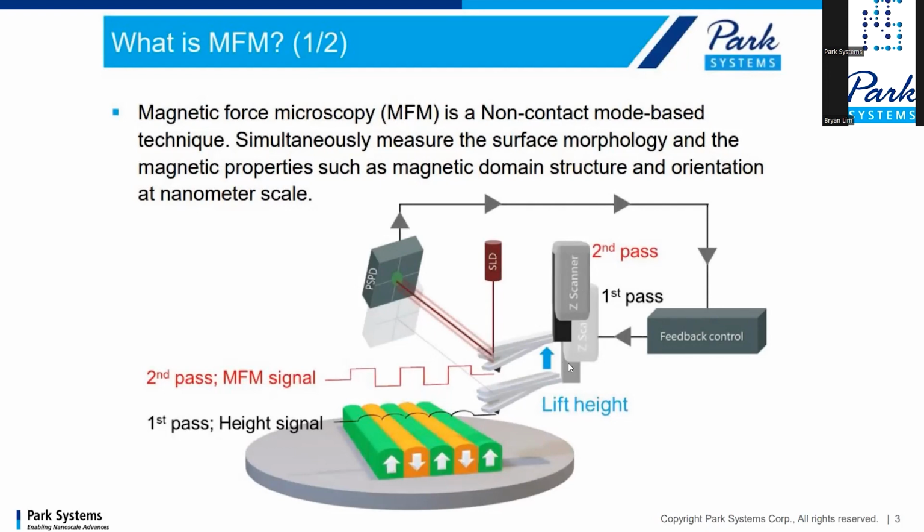When we have a magnetic coated tip, we're able to detect the magnetic force. For the first pass, you'll be scanning the topography of the sample, and then it will move up at a certain height and scan in air following the height of the topography. During this second pass, what it gathers is the MFM signal. So it's a two-pass method for the MFM.